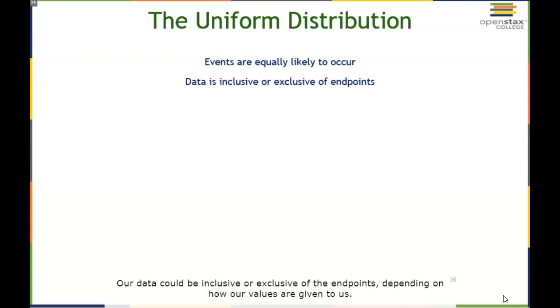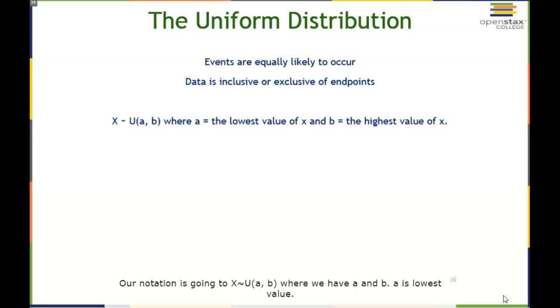Our data could be inclusive or exclusive of the endpoints, depending on how our values are given to us. Our notation is going to be x tilde U, where we have a and b. A is the lowest value that x can be. B is the highest value x can be.